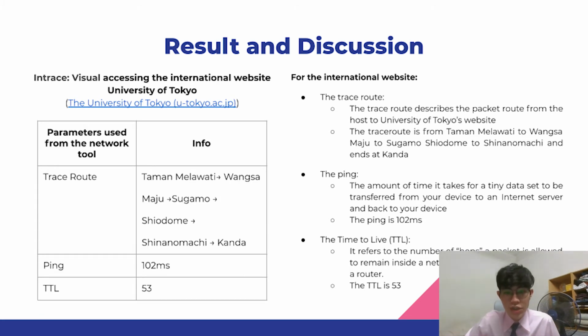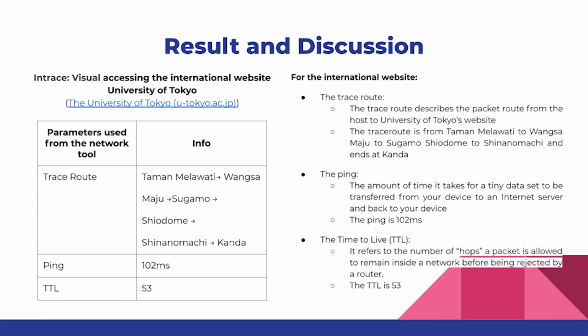As for the international website, the trace route is from the host, which is again from Taman Melawati and ends at University of Tokyo's website. To be exact, it goes from Taman Melawati to Wang Sumaju, to Sugamo, to Shiodome, to Shinanomachi and ends at somewhere in Kanda, which is located in Japan. The data shown is also recorded during 12 in the morning. As for the ping, it is 102 milliseconds.